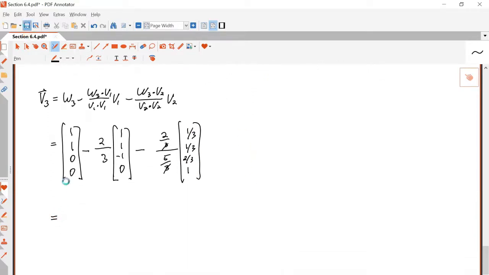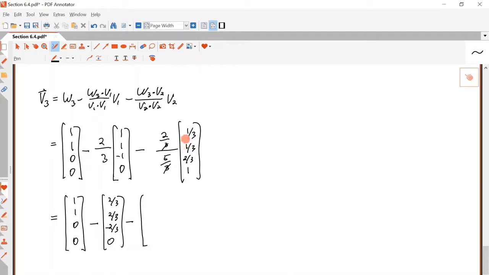So this is equal to, we've got 1, 1, 0, 0, minus 2/3, 2/3, minus 2/3, 0, minus 2/5. So 2/5 times 1/3 is 2/15, 2/15. 2/5 times 2/3 is 4/15. And then just 2/5.